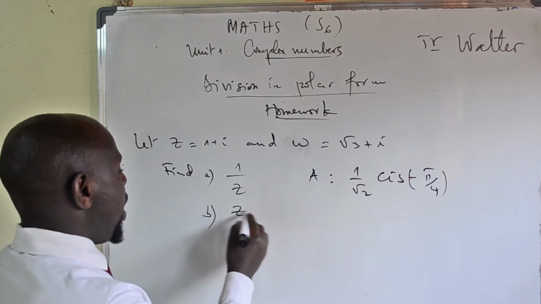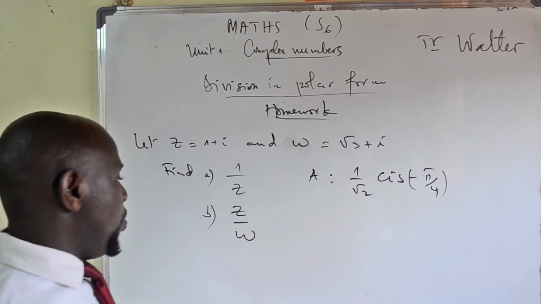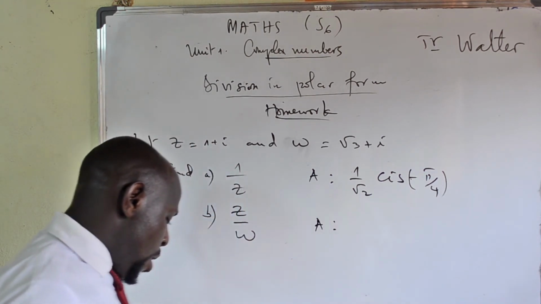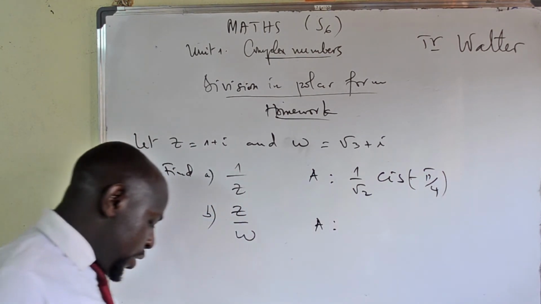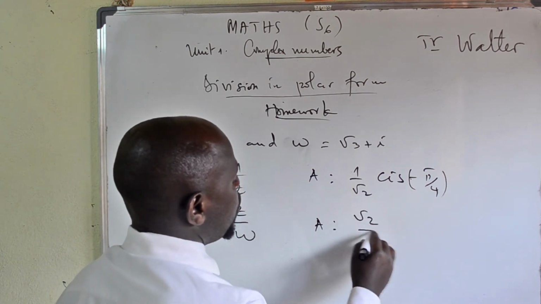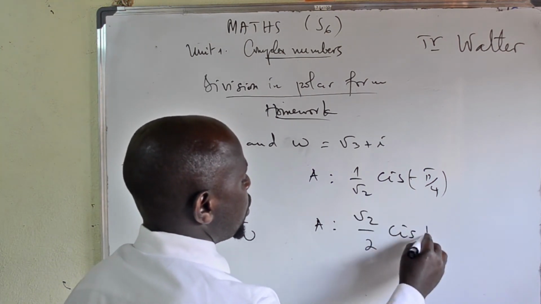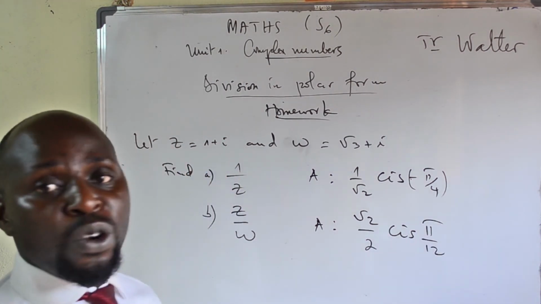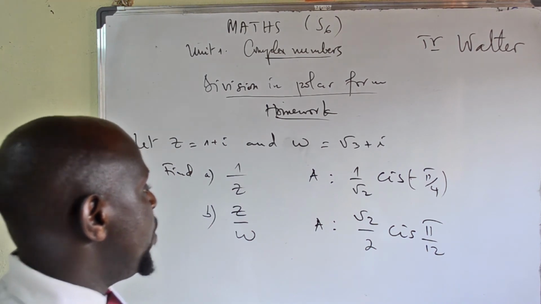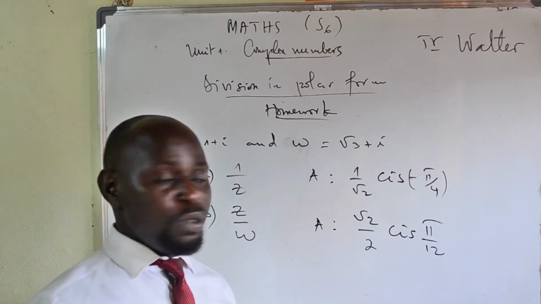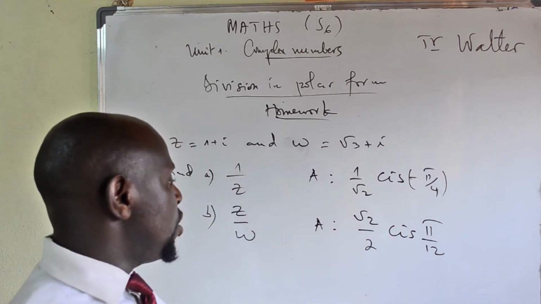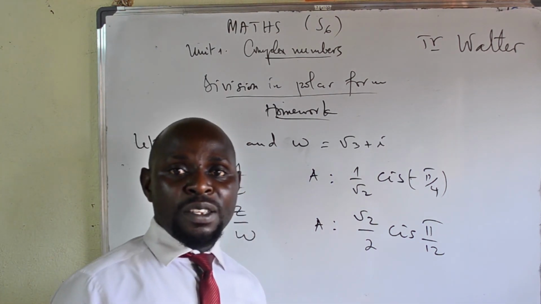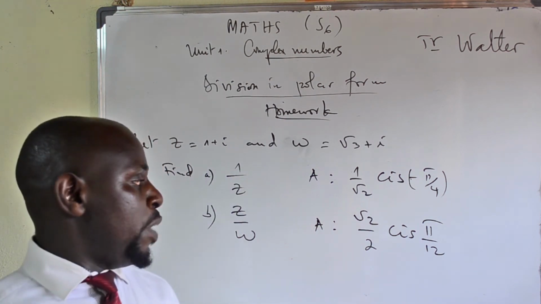And then I will ask you to find z over w, ladies and gentlemen. If you get an answer which is square root of 2 over 2 cis of pi over 12, you should have done a great job, and you should congratulate yourself and say that you have understood my lesson today.